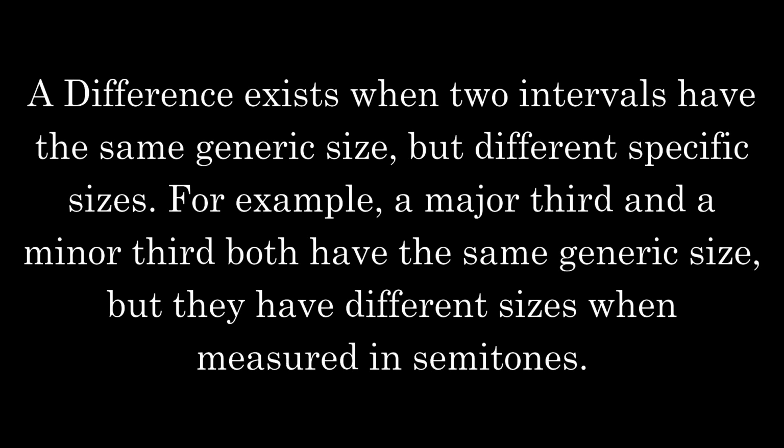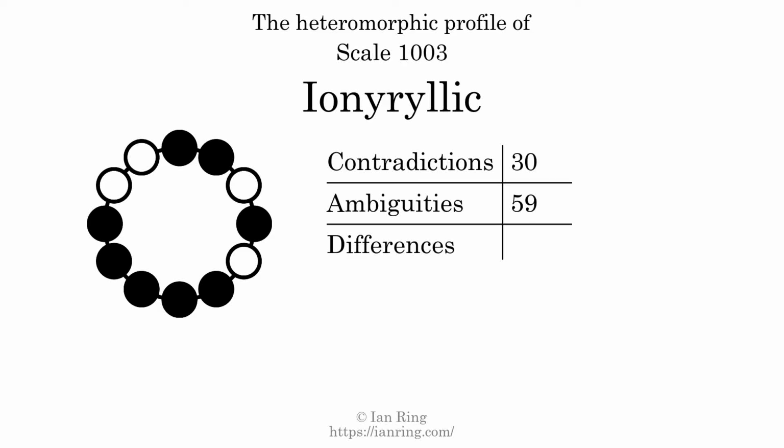A difference exists when two intervals have the same generic size, but different specific sizes. For example, a major third and a minor third both have the same generic size, but they have different sizes when measured in semitones. The number of differences in this scale is 140.